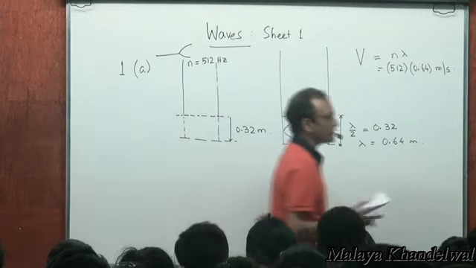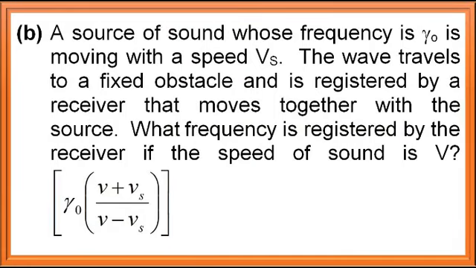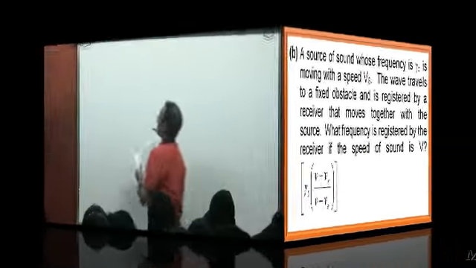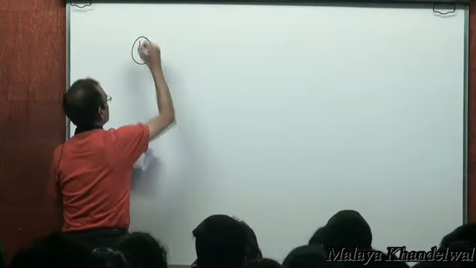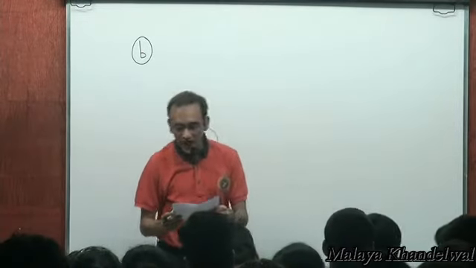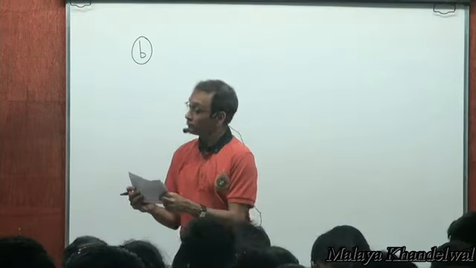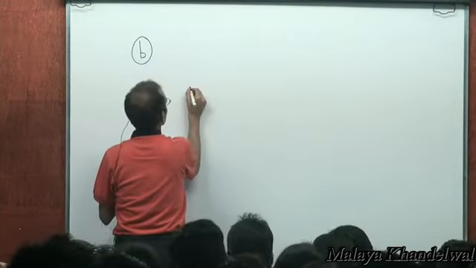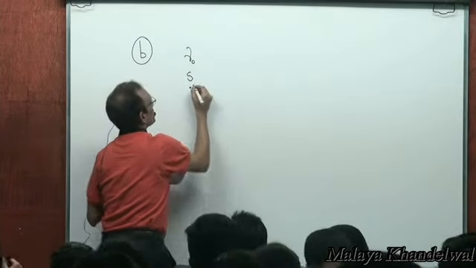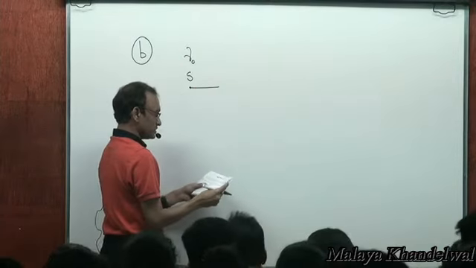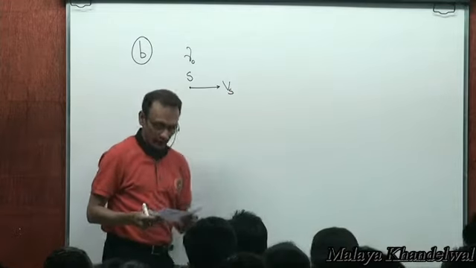Okay. Let's look into the next problem then. 1B. A source of sound whose frequency is gamma naught is moving with a speed Vs. There is a source with frequency gamma naught moving with a speed equal to Vs. Right?